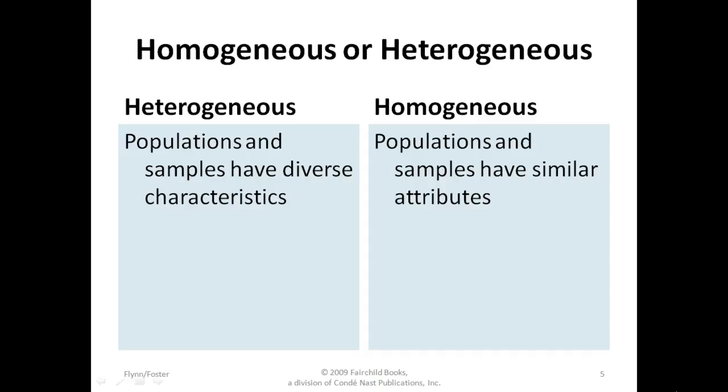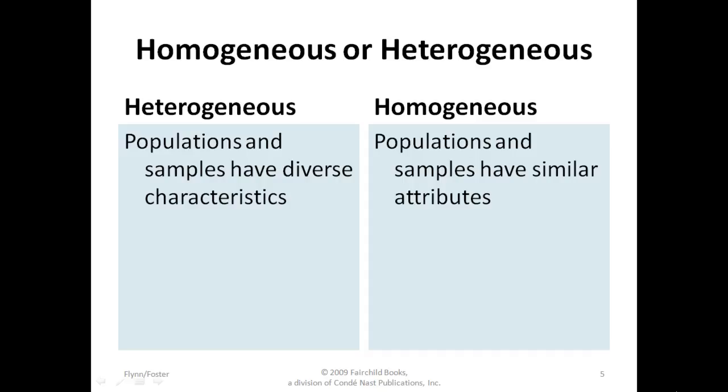A homogeneous group or sample has similar attributes. For example, a heterogeneous sample would be TTU students in general. A homogeneous sample would be if you looked at all retail majors. They would be considered homogeneous because they all have the same major, which makes them have some similar attributes and characteristics.